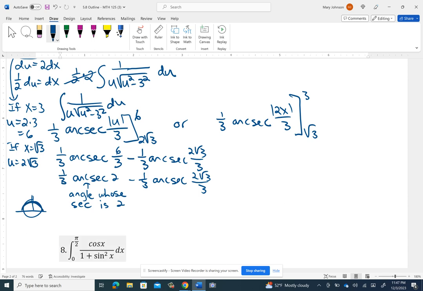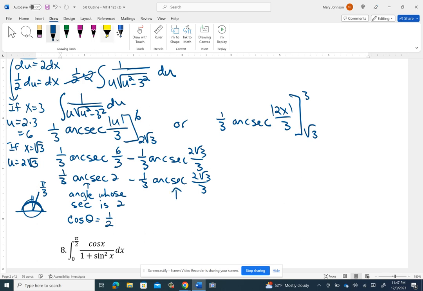Okay. So you have to think about secant being the same as 1 over cosine. So the angle whose secant would turn out to be 2 would be the same as the angle whose cosine would equal 1/2, the reciprocal of that. So I have to think about the angle whose cosine would be 1/2, and that would be right here. And that would be at 60 degrees, which is pi over 3.